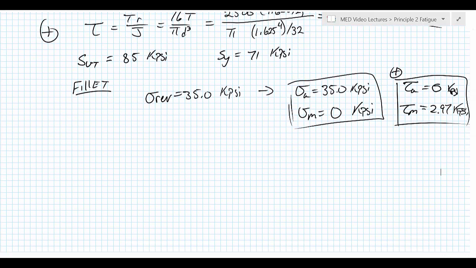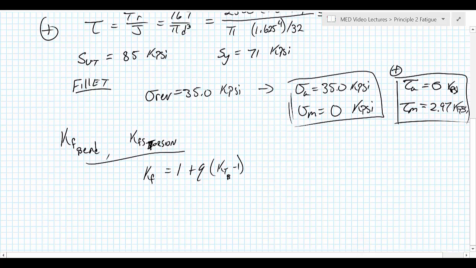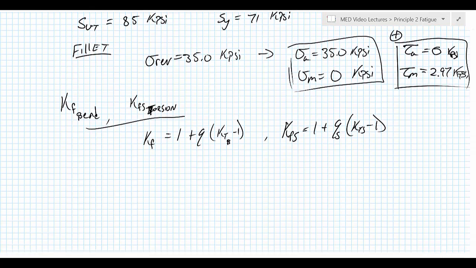All right, so for our solution process, we know we're going to use the combined von Mises approach, which requires that we need to know any fatigue stress concentration factors. So let's look those up. So we know we're going to need Kf for bending at the fillet, and we're going to need Kfs for torsion at the fillet as well. To get there, we're going to need to know the theoretical stress concentrations as well as a notch sensitivity factor. So Kf equals 1 plus q, for axial or bending, times Kt of the bending minus 1. And same thing for shear, except we'll use the notch sensitivity and the theoretical stress concentration in shear. So we can look up q values and qs values from our tables, depending on the size of the notch.